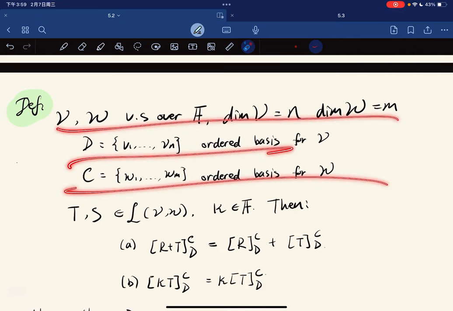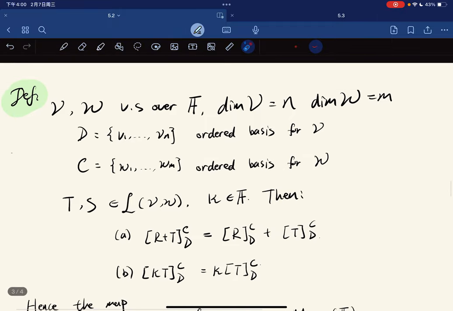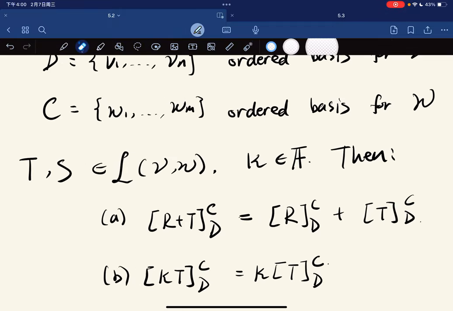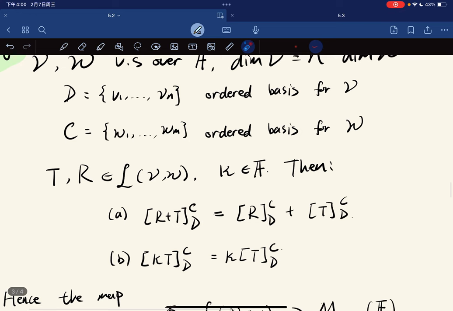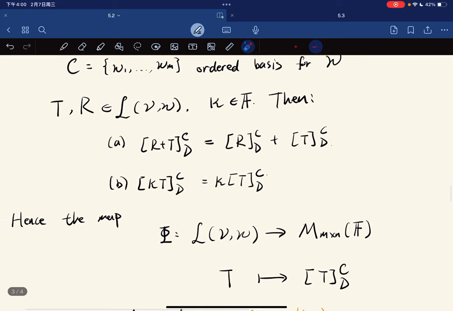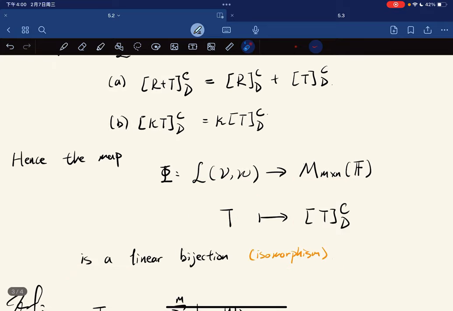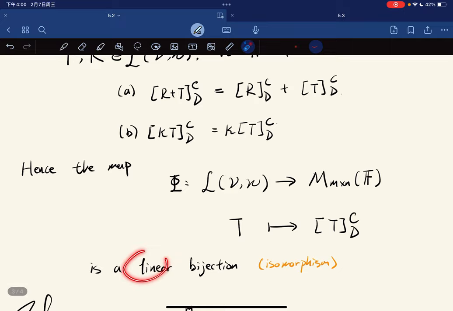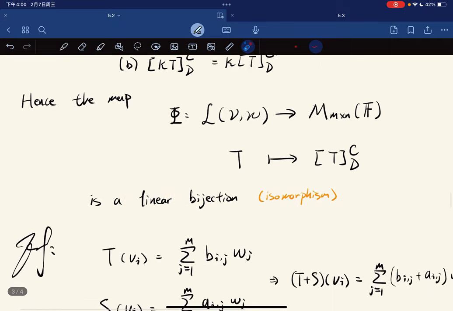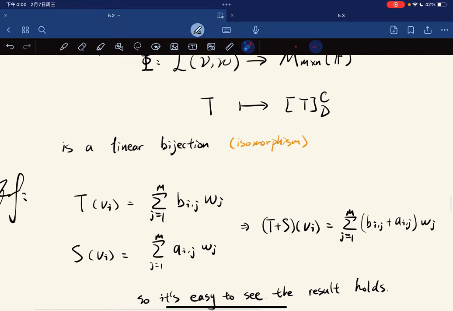Okay, here's a new result. Same setting, for two linear maps, T and R. Then the matrix of R plus T is equal to the matrix of R plus the matrix of T, and the matrix of kappa T is equal to kappa times the matrix of T. So this shows that the map that takes a linear map T to its matrix is linear, right? Okay, so we know that it's linear, but we want to show that it's a bijection, so an isomorphism.